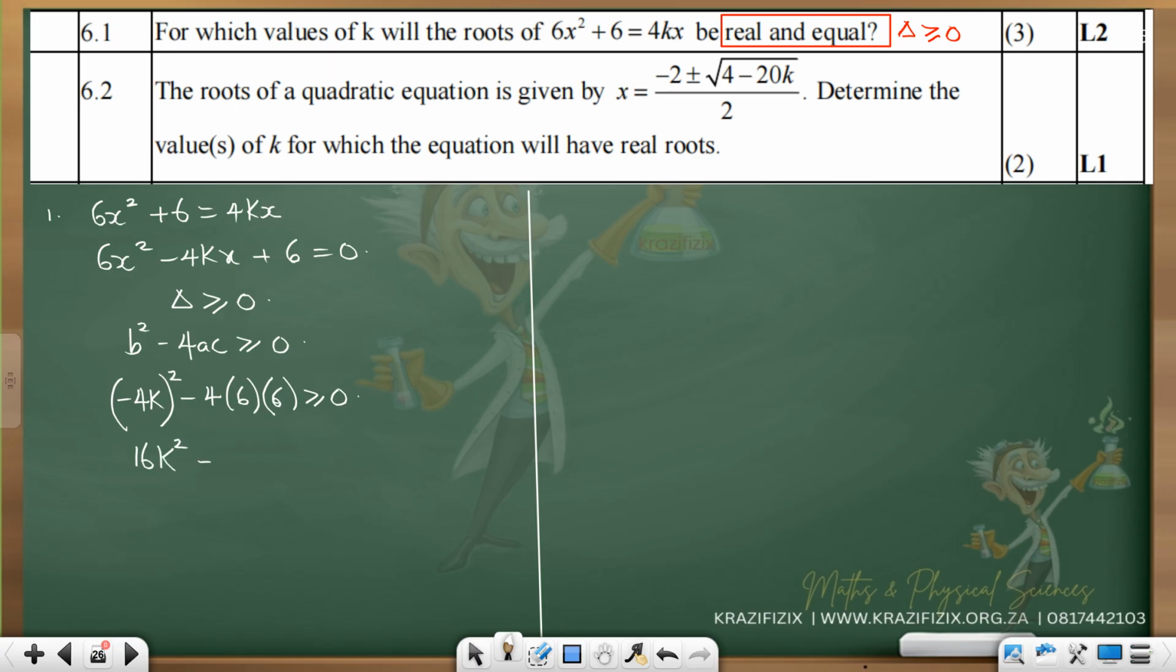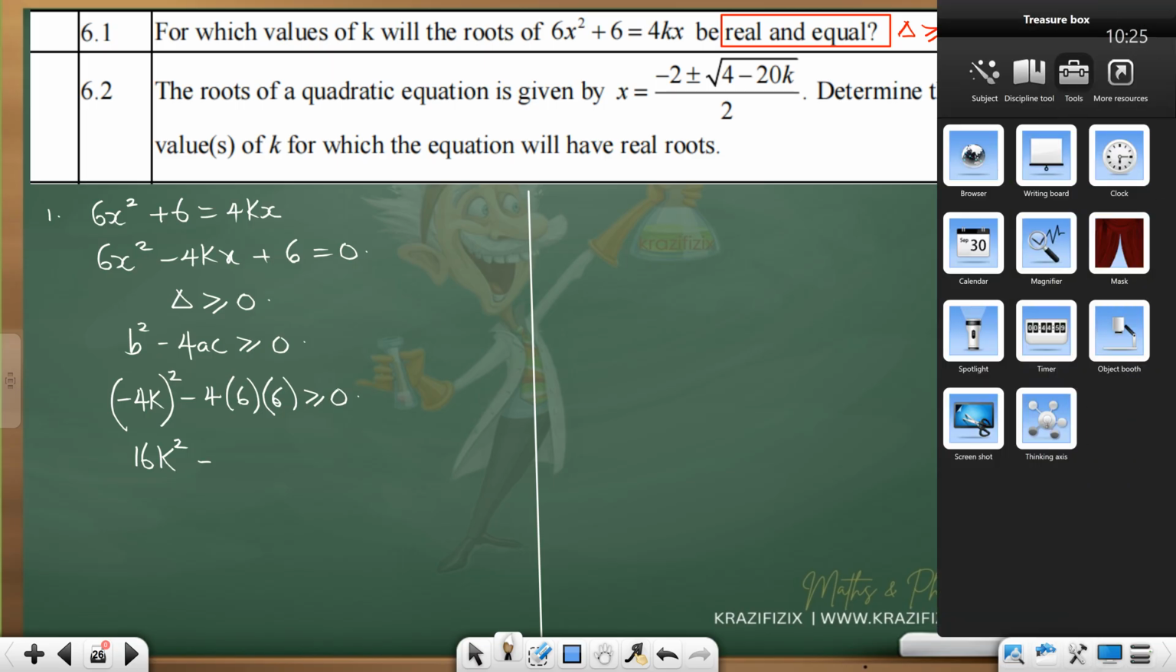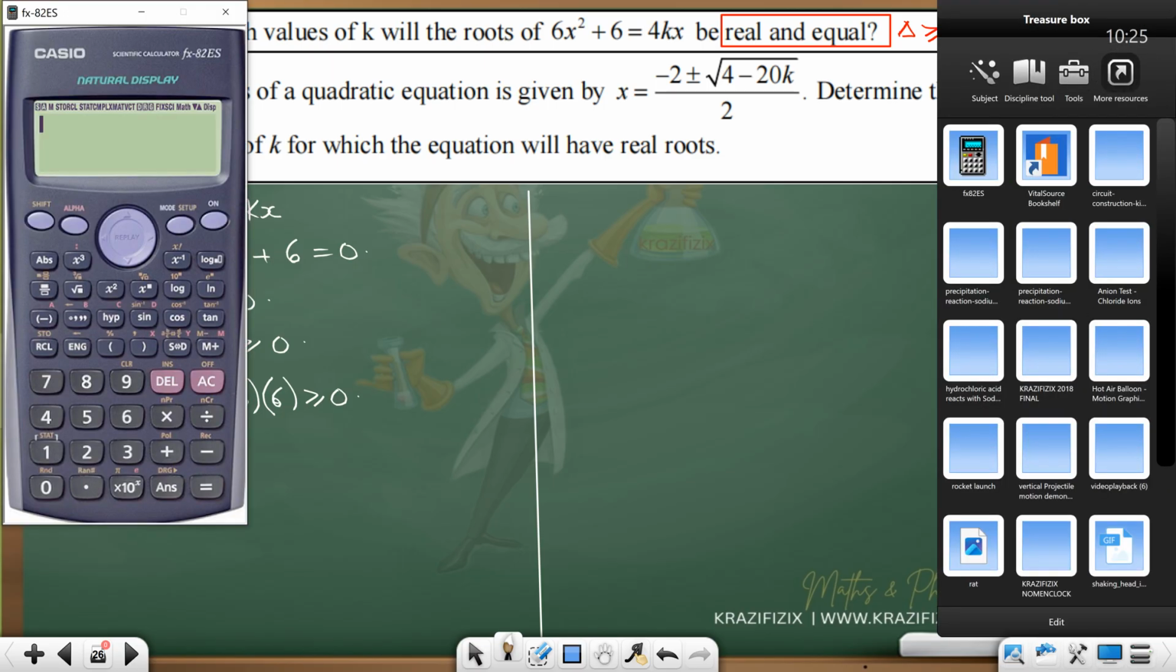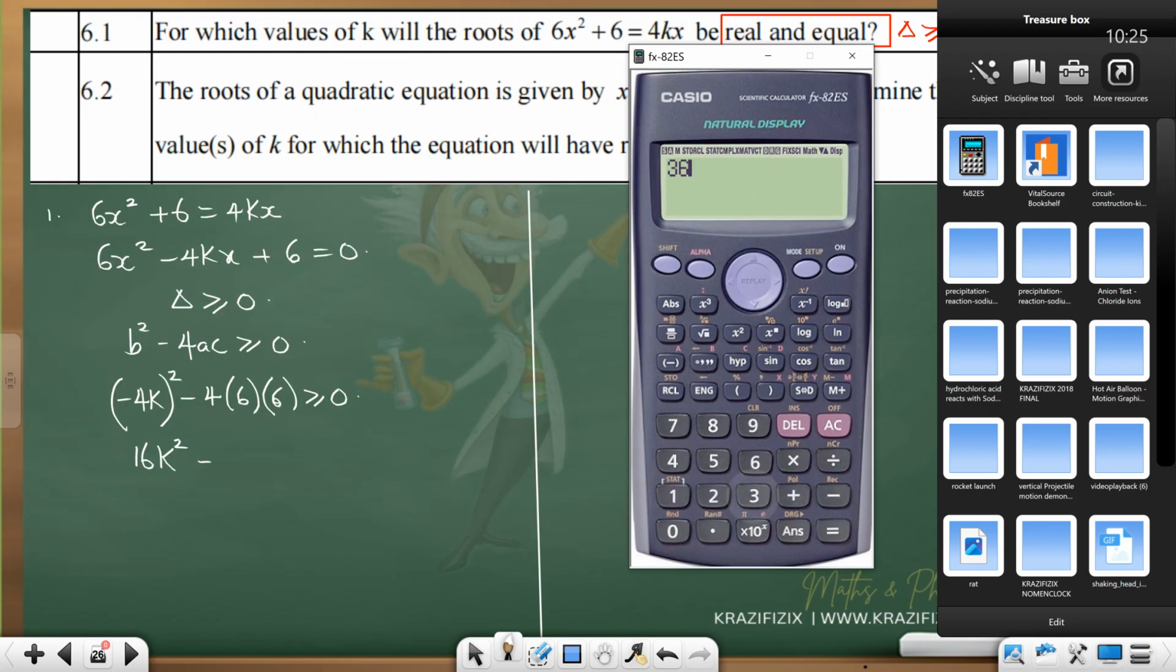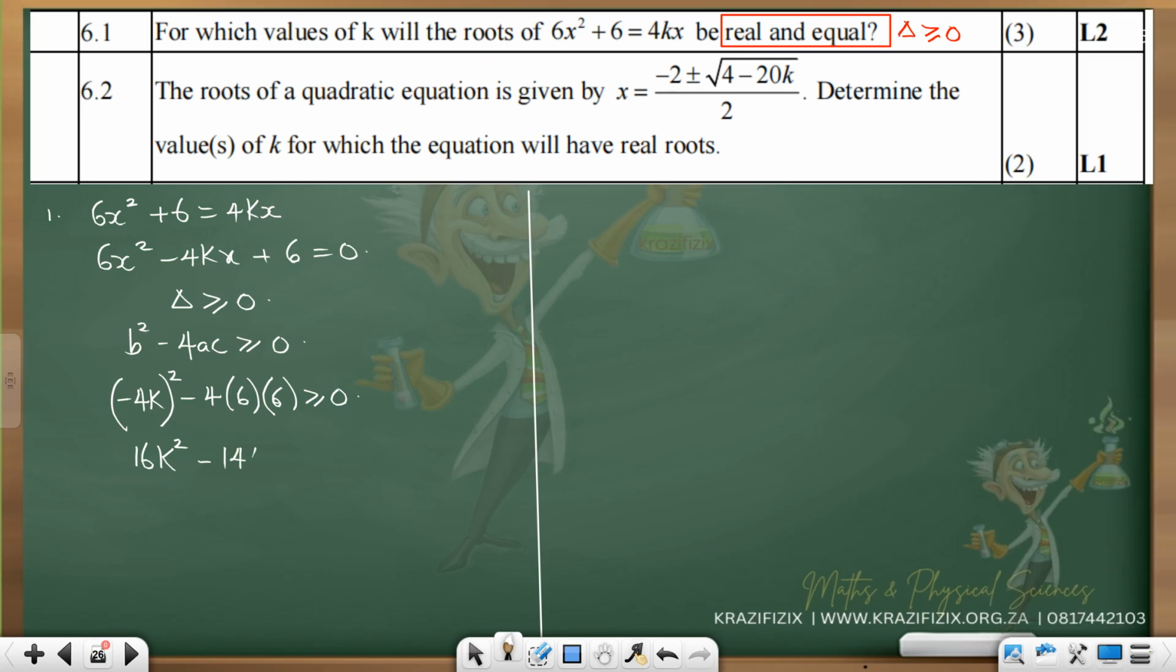16k squared minus, what is 24 times 6? What would that give us? 140 something. Okay, my brain is not braining. 36. 144. Yeah. 144 greater than or equal to 0. Okay.